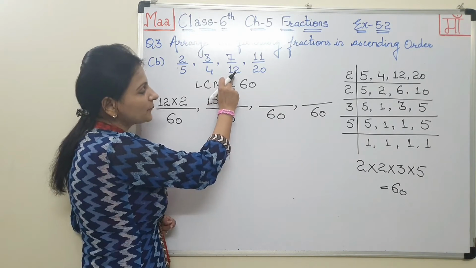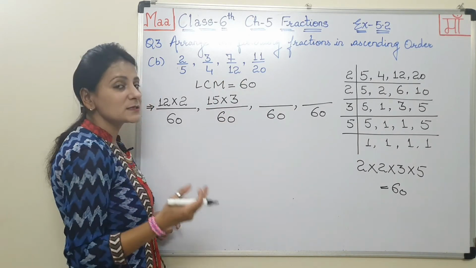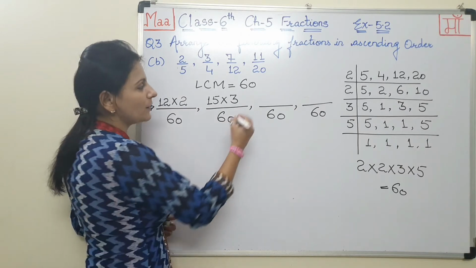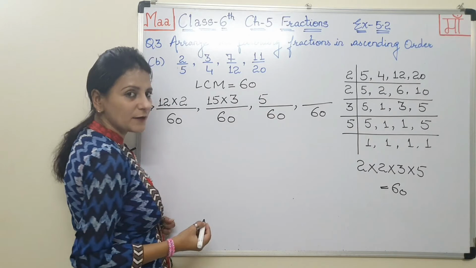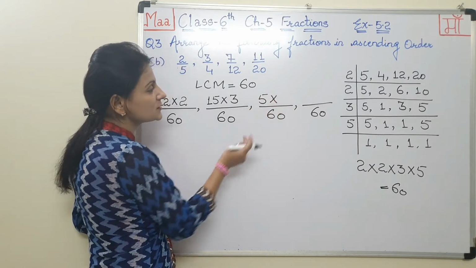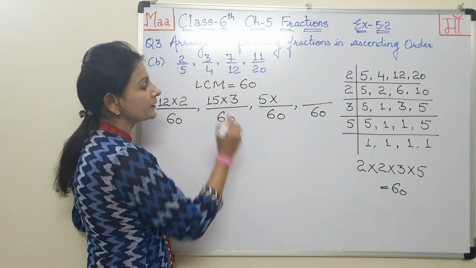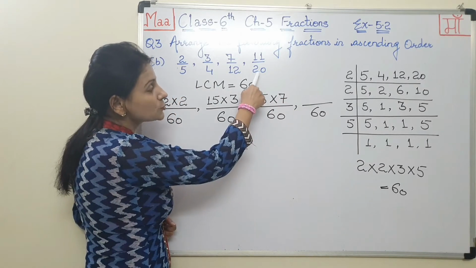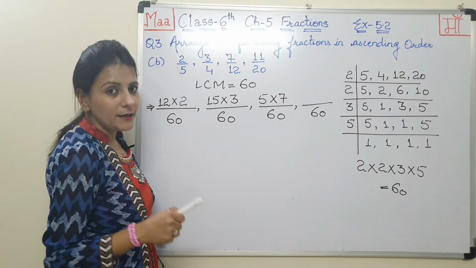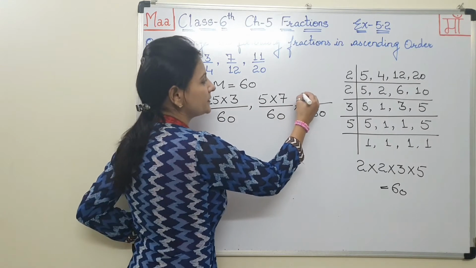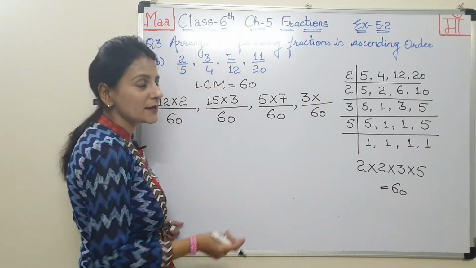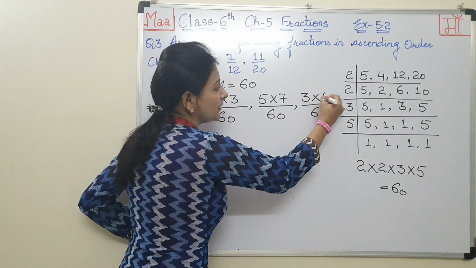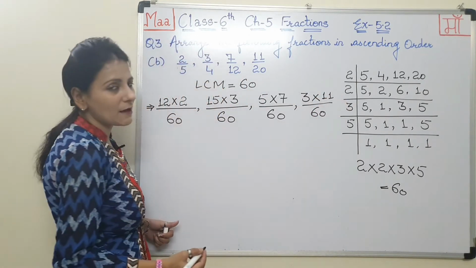Now in the table of 12 how many times does 60 come? 12 की table में 60 कितने times आता है? It comes 5 times. 12 5s are 60. So we will write 5 here. Then we will put the multiplication sign और 12 के ऊपर numerator है 7, so it will be multiplied by 7. Next fraction, 20 की table में 60 कितने times आता है? It comes 3 times. So we will write 3 here, put multiplication sign, and above 20 the numerator is 11, so we will write 11 there.